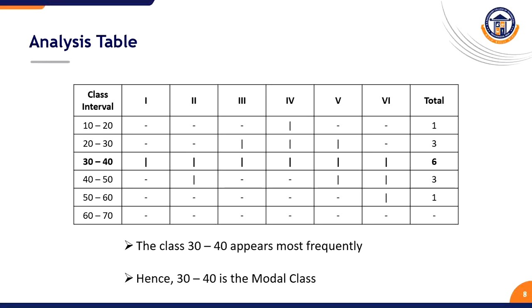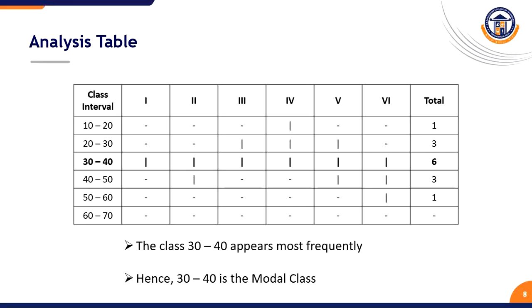So in these total tally marks, the highest count represents the class interval 30 to 40. So that class 30 to 40 is the most frequently appearing in the given data. This is called the modal class of the data. This is the procedure to identify the modal class when the data fluctuate irregularly.